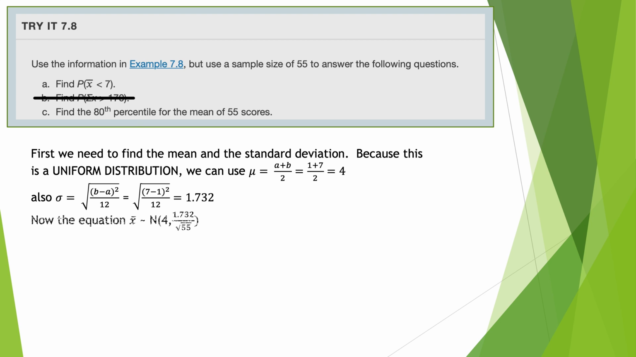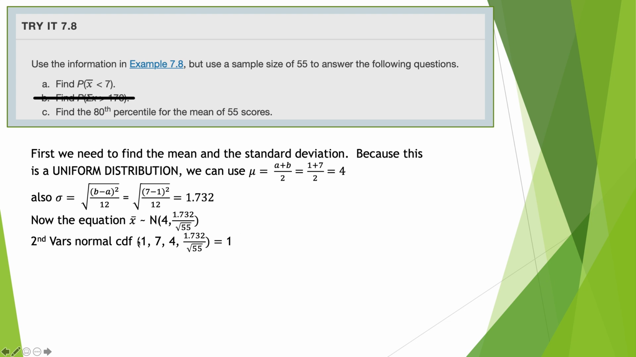The sample means are less than 7. So I did misspeak before. I said probability X is less than 7. I'm not saying that. I'm saying the probability that the sample mean selected is going to be less than 7. So X bar tilde N, that means we're getting into the central limit theorem for sample means. The mean is 4, and the standard deviation is 1.732 divided by the square root of 55, because we're having a sample size of 55 this time.